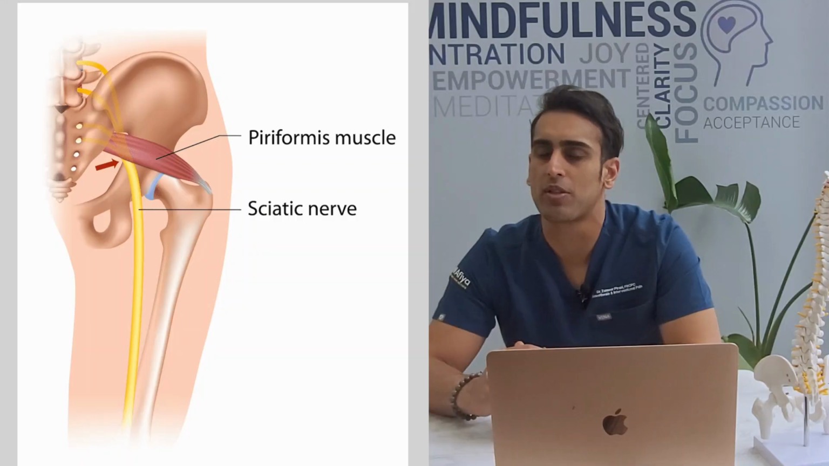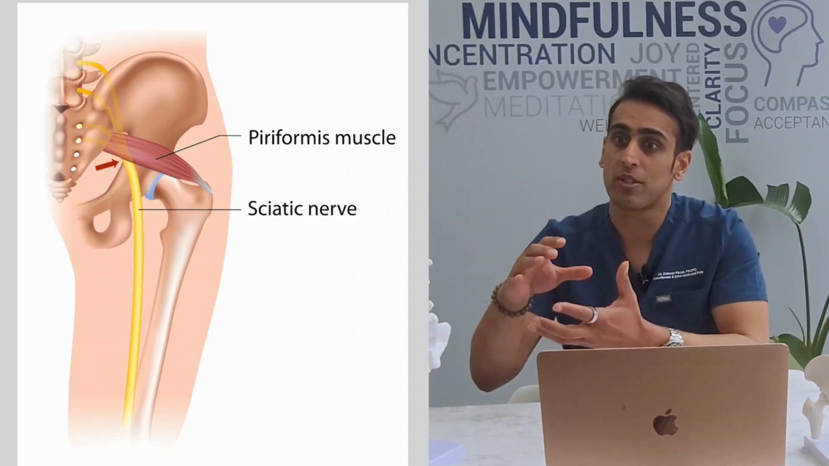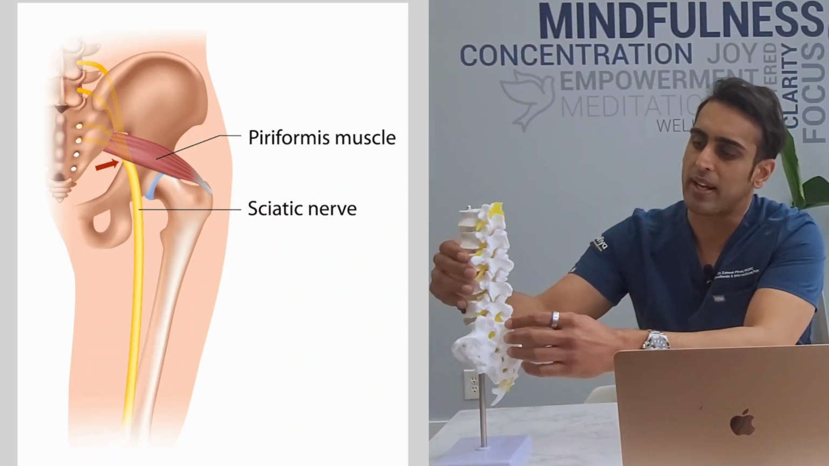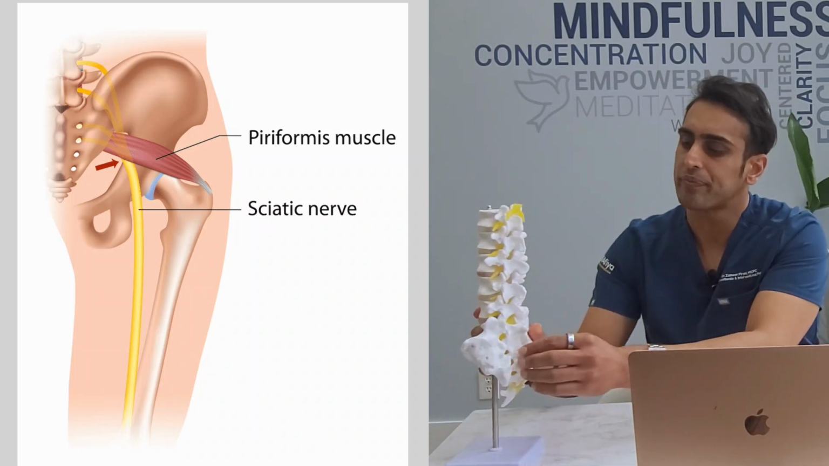Another thing that I'd like to stress, especially in our young athletic population, is pain that comes from the muscle, specifically from the piriformis muscle. So piriformis syndrome can cause sciatica because the piriformis muscle lies right above that sciatic nerve as it comes to our spine and to the back of our leg and to our buttock.